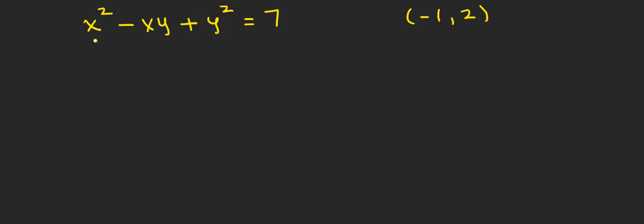Now let's say you've got x squared minus xy plus y squared equals 7. And they want you to find the equation of the tangent line to this curve at negative 1 and 2, and the equation of the normal line to this curve at x equals negative 1 and y equals 2. So in order to do that, we first need to find the slope of this curve at negative 1 and 2. So we need to find dy over dx. So let's find the derivative with respect to x.